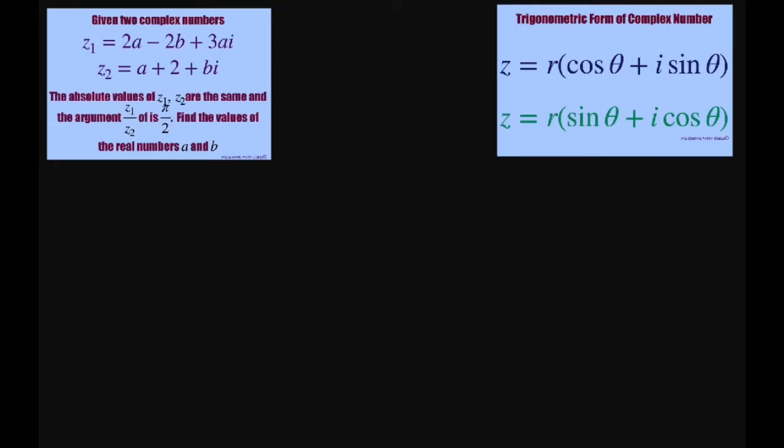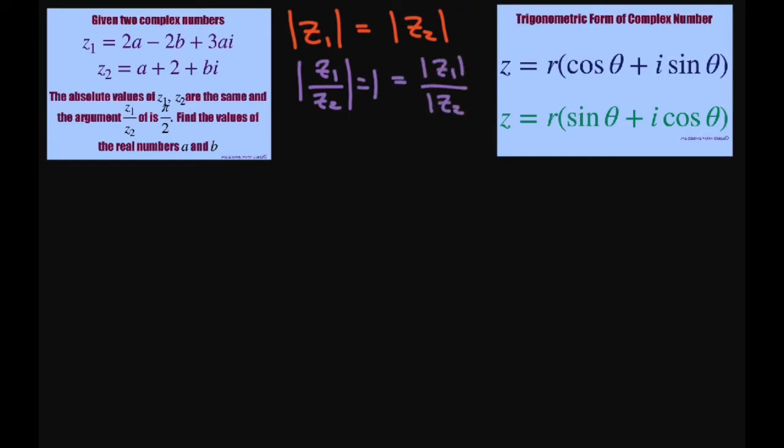We are given that the absolute values of z sub 1 and z sub 2 are the same. So if you divide both sides by the absolute value of z sub 2, you get the absolute value of z sub 1 divided by z sub 2 equals 1. You could also write it as the absolute value of z sub 1 divided by the absolute value of z sub 2, and you're going to get 1. So that's your r part for our trigonometric form.